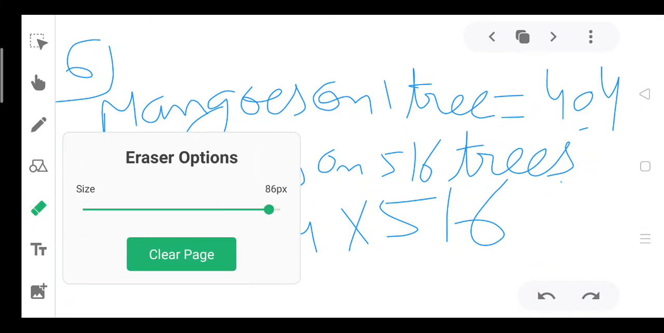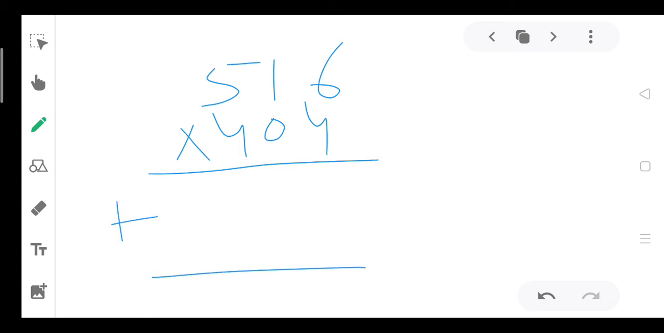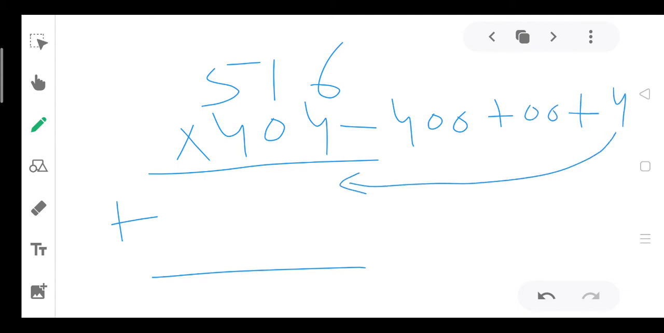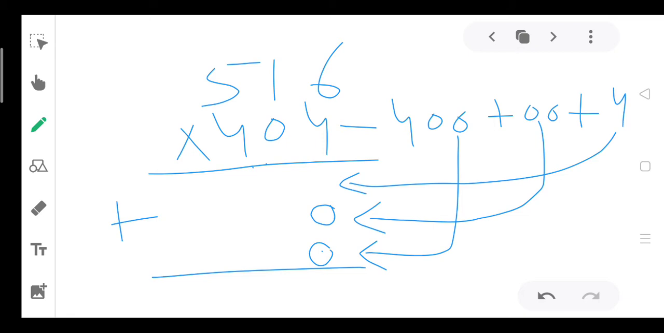So here there is no space, so I will clear it here. 516 you will multiply by 404, and multiplication you know very well. Firstly ones place 4, tens place 0, hundreds place 4. So firstly you will do ones place multiplication, then tens place multiplication, and after that hundreds place multiplication. When you do tens place multiplication you will put 0 in the ones place, and when you are doing hundreds place multiplication, then in the ones and tens place you will put 2 zeros.